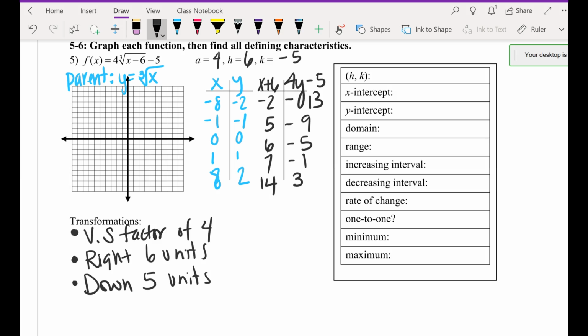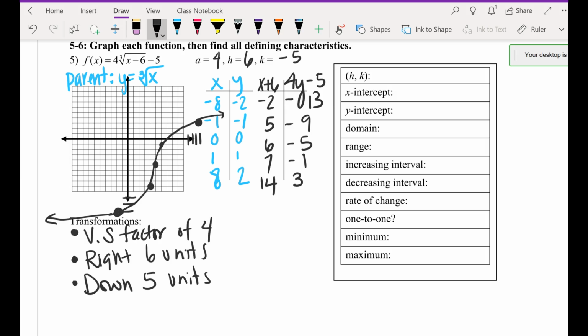-2. I need to add 3 tick marks to make negative 13. So negative 2 goes all the way down to negative 13. There you go. Positive 5 is now negative 9. Positive 6 is negative 5. Positive 7 is negative 1. 14, I'm just going to add 4 more tick marks and go up 3. There you go. So you can compare with your parent function table there. It's pretty stretched out, but does it still look like the shape of the parent?